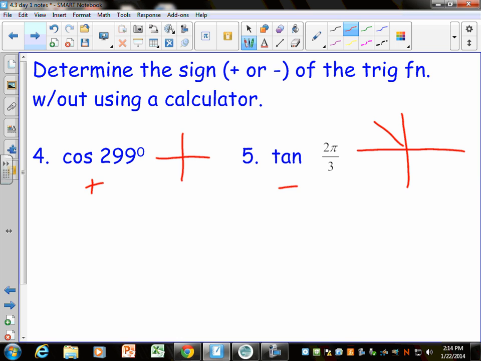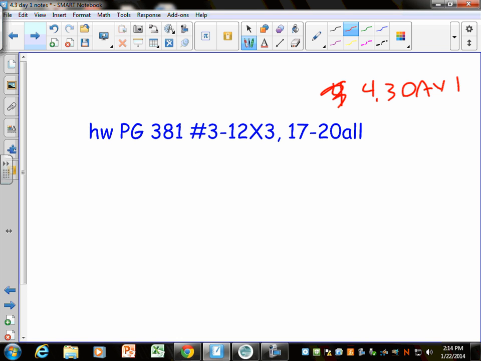I know that was kind of rushed, but it's like we're never going to have a full day of school again. So you're only doing 3 through 12 multiples of 3. Those are the point ones. And then I believe 17 through 20 are just what quadrant is it in. Or, I mean, is it positive or negative based on the quadrant. So that's not that much homework.